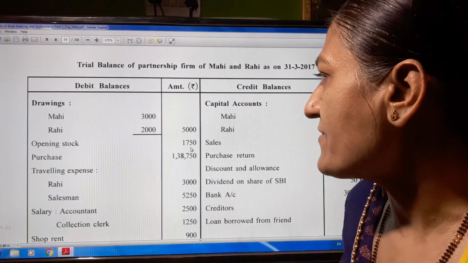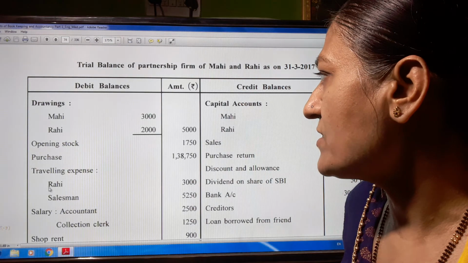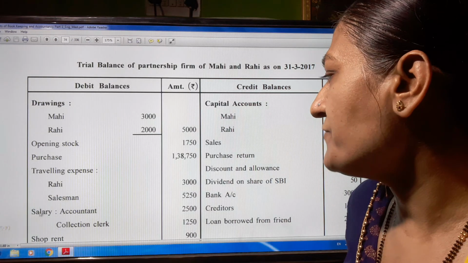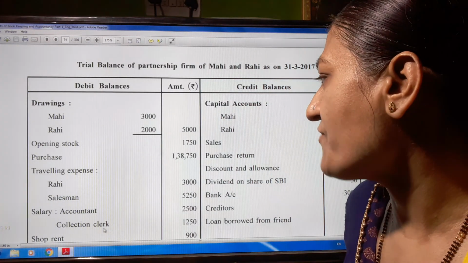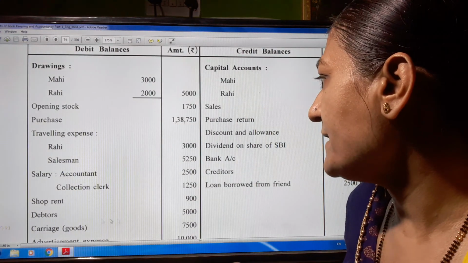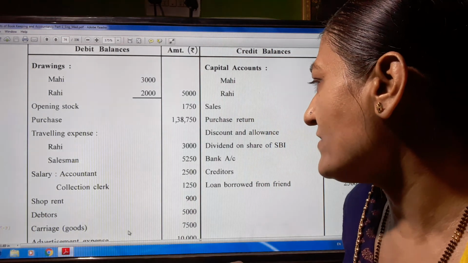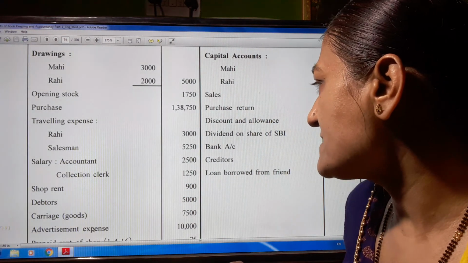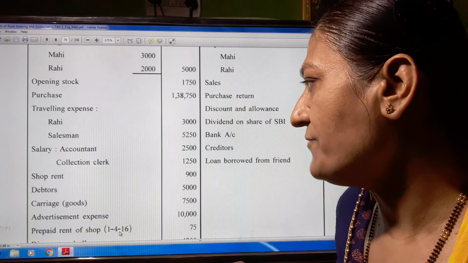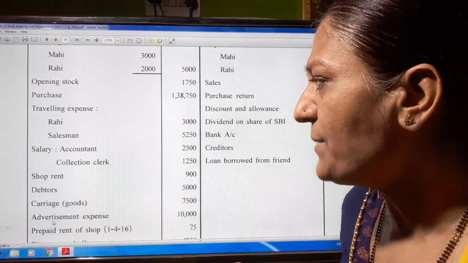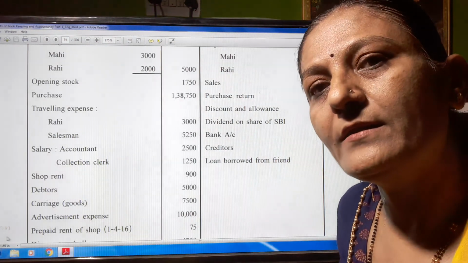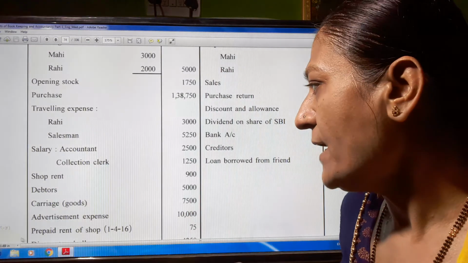Opening stock 1750, purchase 1,38,750, traveling expense of Rahi 3000, salesman's 5250, salary of accountant 2500, collection clerk 1250, shop rent 900, debtors 5000, carriage on goods 7500, advertisement expense 10,000, prepaid rent of a shop. Here in the bracket a date is given, 1/4/2016. It means prepaid rent of a shop from 1/4/2016. When some information is in the bracket, it is called a hidden adjustment.